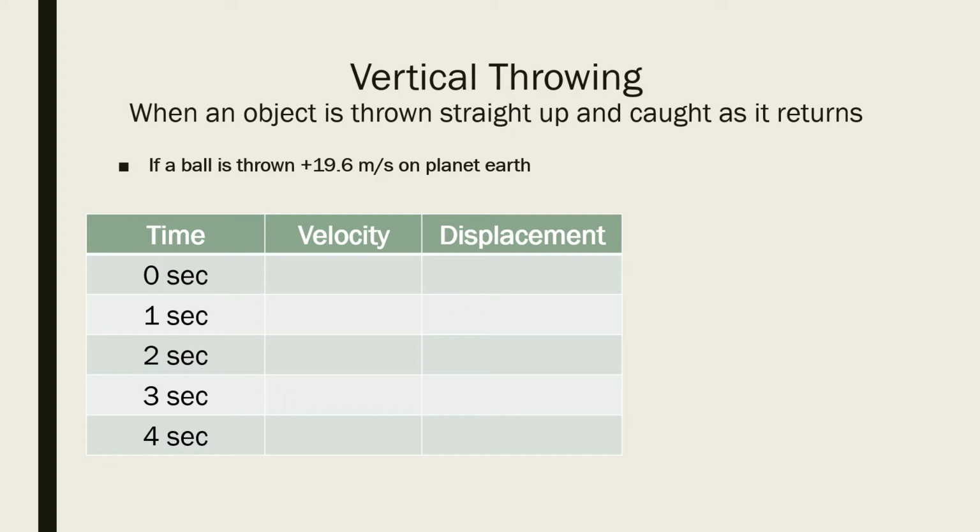Now, what if you were to throw an object straight up and it's caught as it returns? So if a ball is thrown plus 19.6 meters per second on planet Earth, okay. Well, unlike free fall, the initial velocity is not going to be 0. The initial velocity is going to be the speed at which the object is thrown.